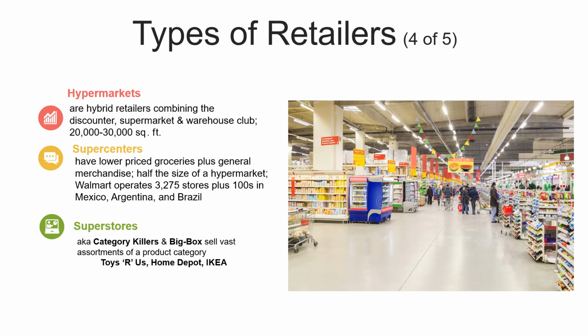Types of retailers continue with hypermarkets. Hypermarket refers to a hybrid retailer combining the discounter, supermarket, and warehouse club. It's about 20,000 to 30,000 square feet. For example, hypermarkets in Malaysia include Aeon, Giant Hypermarket, Lulu Hypermarket, and Maiden Wholesale Hypermarket.